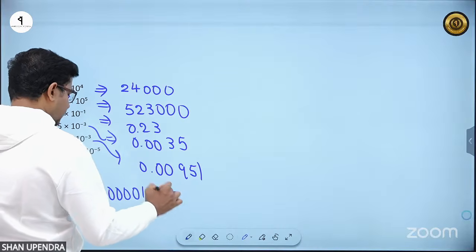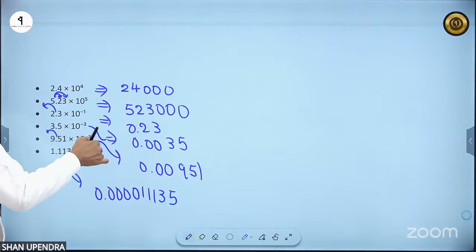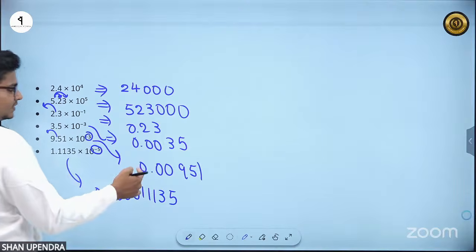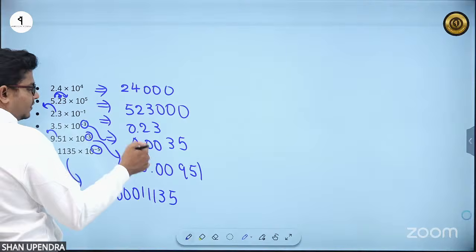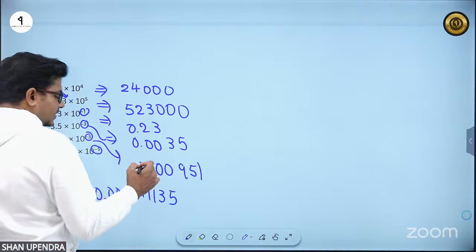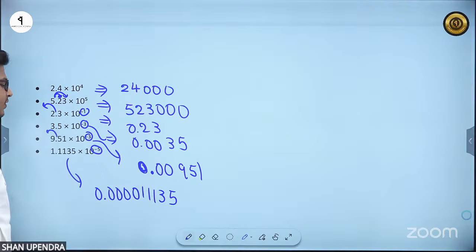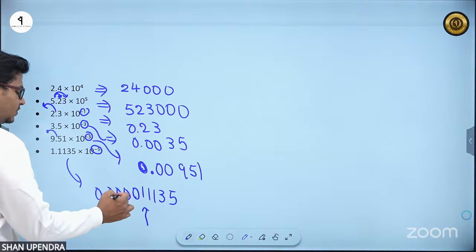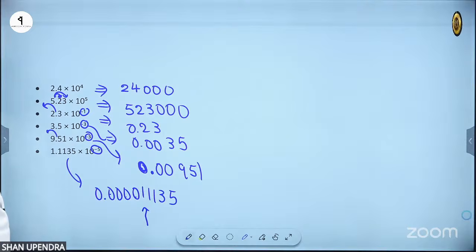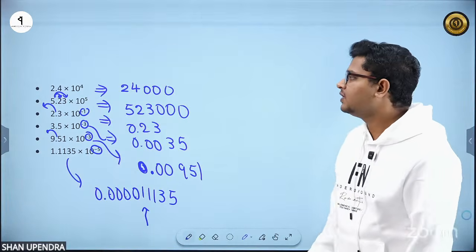0.000501135. So you can see here the number of zeros equals the value of the exponent. If it is 3, you can see 3 zeros. If it is 1, 1 zero. Including this zero, you can see altogether there are 3 zeros in front of that 9. Here in front of this 1, there are 5 zeros. So here we did some calculation to convert back to the normal format from the scientific notation.